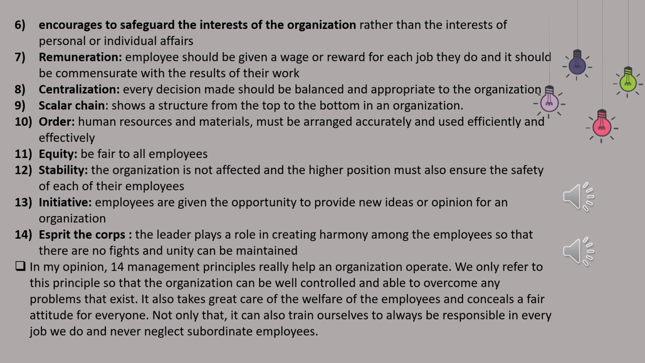It means each of the departments has a leader who can focus on the objectives that need to be achieved. Employees are also encouraged to safeguard the interest of the organization rather than personal or individual affairs. Always focus on the objective of the organization to be achieved. Number 7, for remuneration, each employee should be given a wage or reward for each job they do, and it should be commensurate with the result of their work. It can be in the form of money such as salary or non-money such as holiday vouchers and others. By doing that, employees will be more motivated to complete their job.